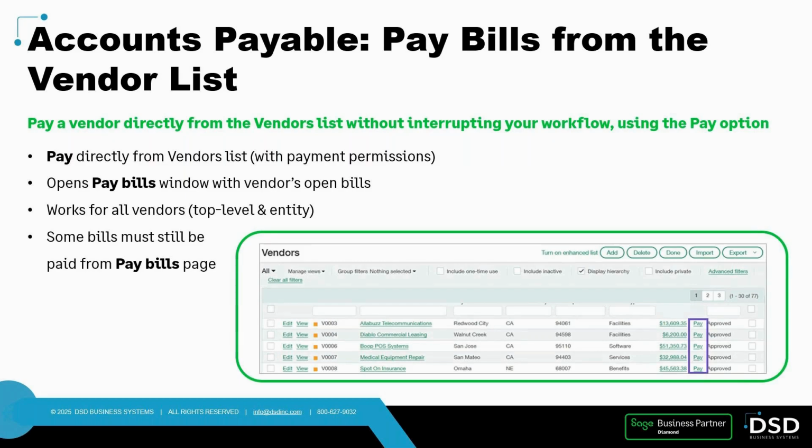Okay, similar to what we showcased on the accounts receivable side, you also have the ability to pay bills from the vendor list. It's the same feature, just on the opposite side of the balance sheet. It works with all vendors, either top level or entity level. Some bills must still be paid from the pay bills page, depending on what stage of the payment cycle you're in.